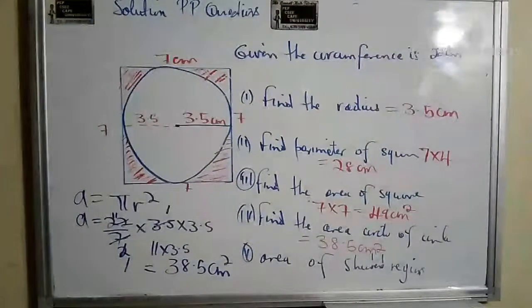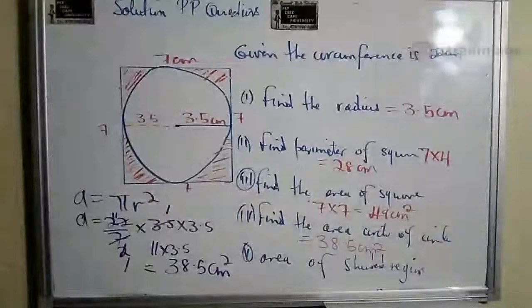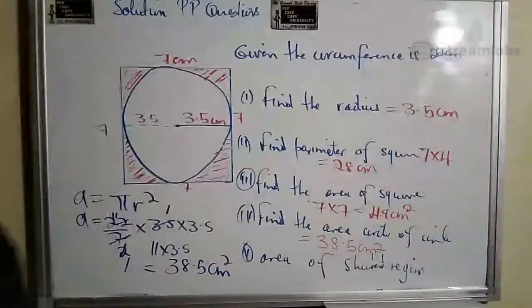Find that, guys. How can we find that? How can we find the area of the shaded region and there's no formula for it? What are they asking us? Does that make any sense? There's no formula to find the area of the shaded region. So how are we going to find it? Alright, let us look at how we can find it.